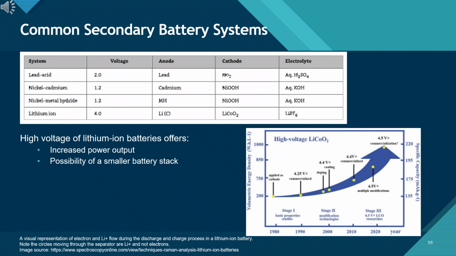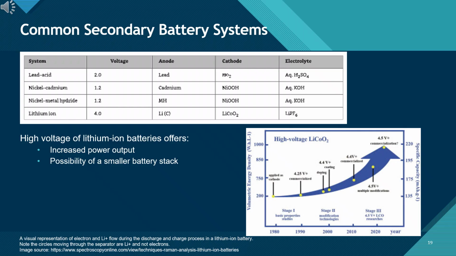Let's talk about the common secondary battery systems. One of the advantages of lithium-ion batteries is their high cell voltage, around 4.0 volts, the highest among common secondary battery systems. This elevated voltage allows lithium-ion batteries to deliver more power with fewer cells, enabling compact and lightweight battery packs without compromising performance. This characteristic has made lithium-ion technology the dominant choice for a wide range of applications, from consumer electronics like smartphones and laptops to the growing market of electric vehicles.